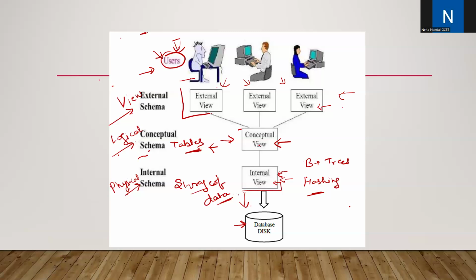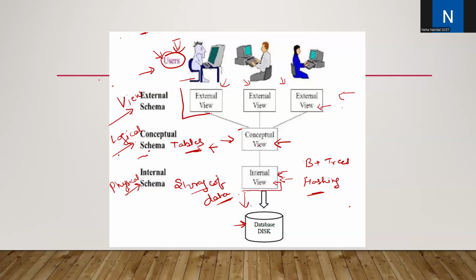Many users of the database system do not need all the information. Instead, they need to access only some part of the database. That type of abstraction is what the view level provides, to simplify the interaction with the system. Okay, so that is called the three levels of schema.